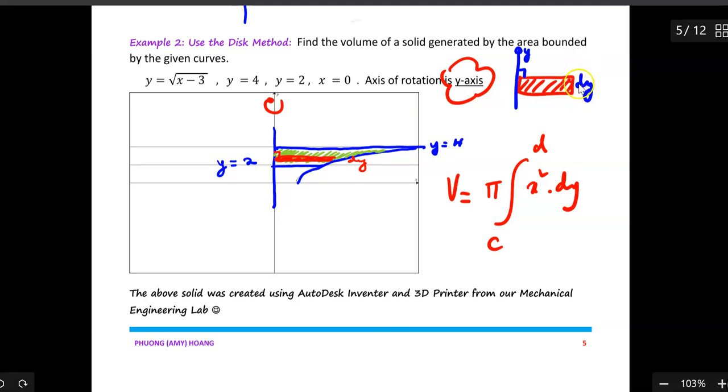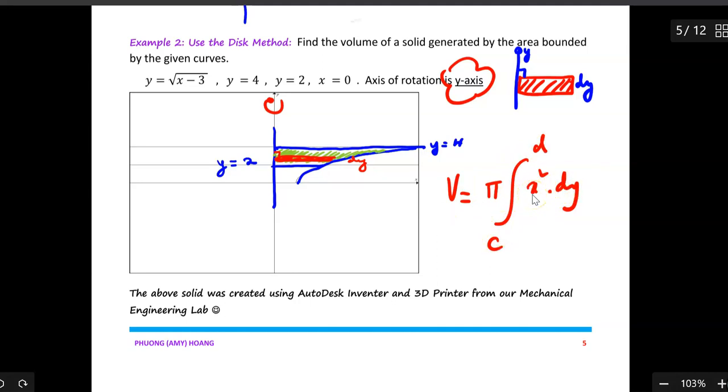So you will draw the element that is perpendicular to the axis of rotation. And the axis of rotation given to us in this case is the y-axis. So perpendicular to the y-axis will be the horizontal element. The horizontal element is the dy. Knowing that it's a dy, you are choosing these formulas right here. The formula says volume equals pi times the integral from c to d of x squared dy.